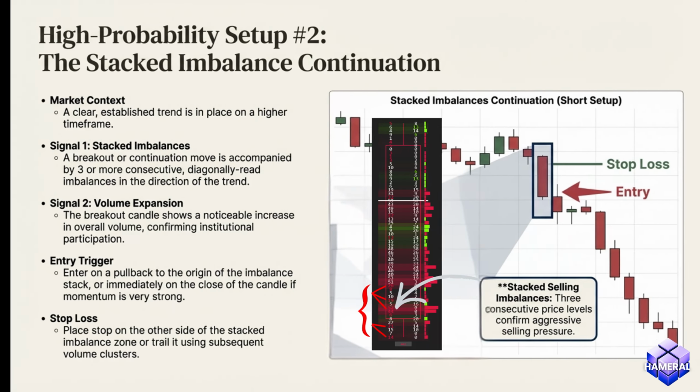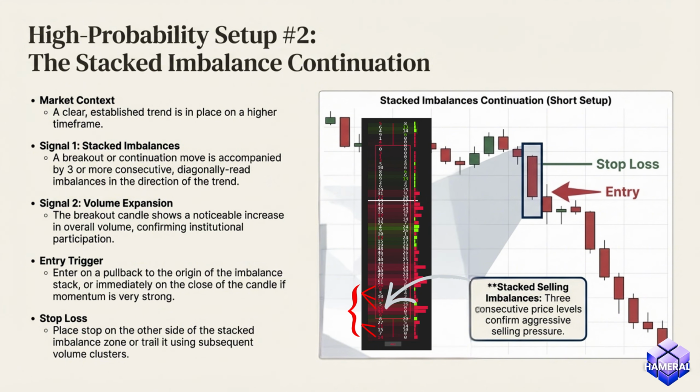For trend followers, we use the stacked imbalance continuation. When a clear trend is in place, look for a breakout candle that contains 3 or more consecutive imbalances. This confirms institutional aggression. The entry trigger is simple. Wait for a pullback to the origin of that imbalance stack, or enter immediately if momentum is strong, using the stack as your defensive zone.